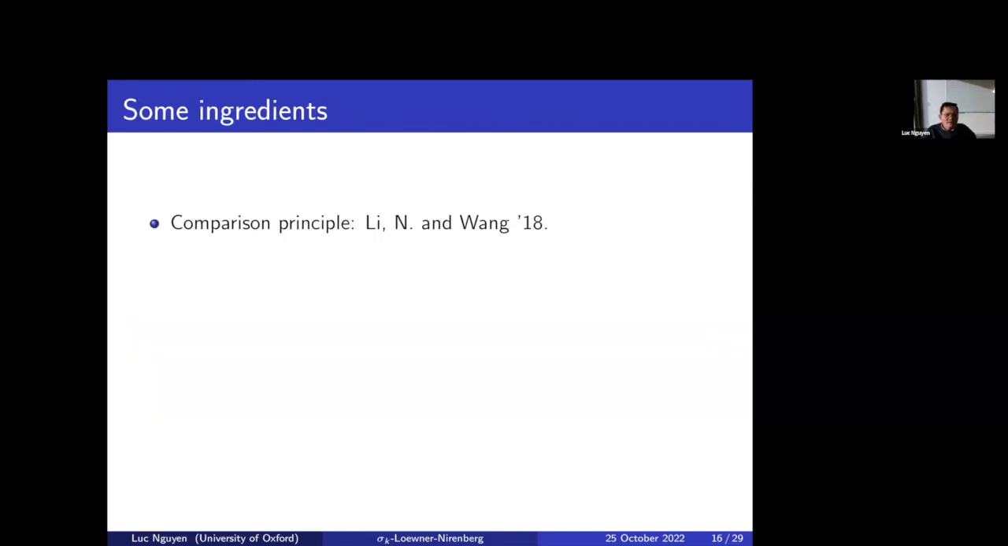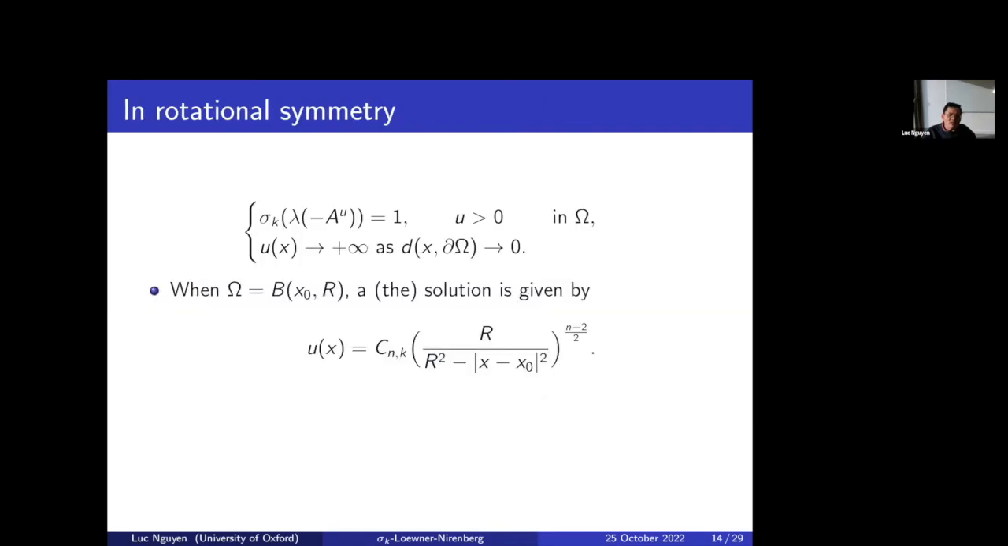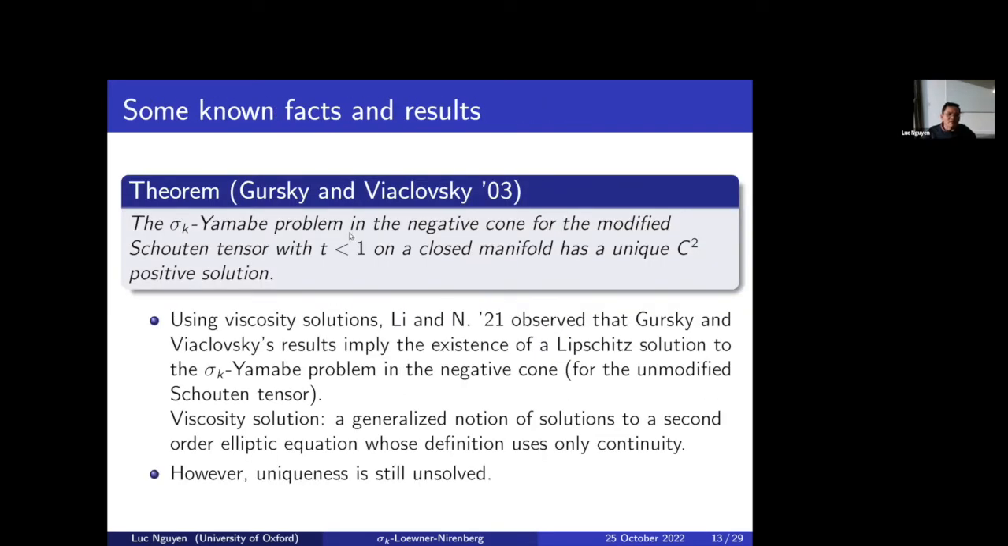Okay, so maybe if I rewind a little bit. Here is the theorem of Gursky-Viaclovsky. The way that works is to first relax from a non-uniformly elliptic problem to a problem that has better ellipticity, and then somehow get a C² solution there. And if we use viscosity solutions, we can go back to the t equal to 1 case and obtain a Lipschitz solution.